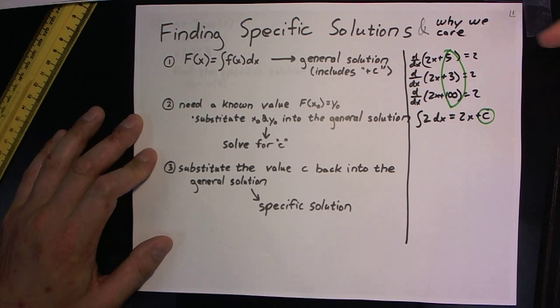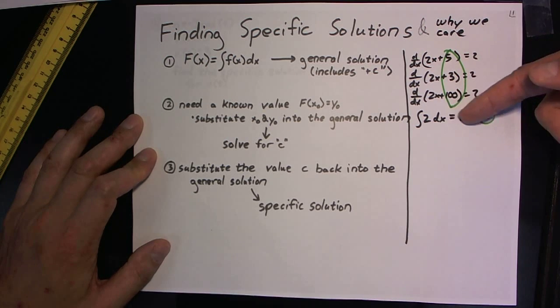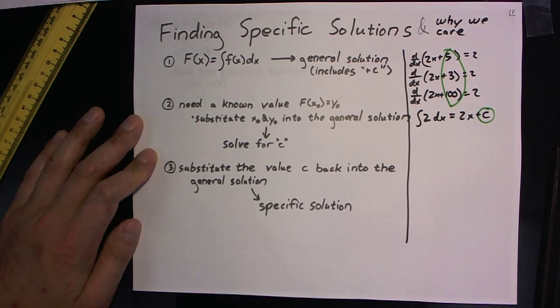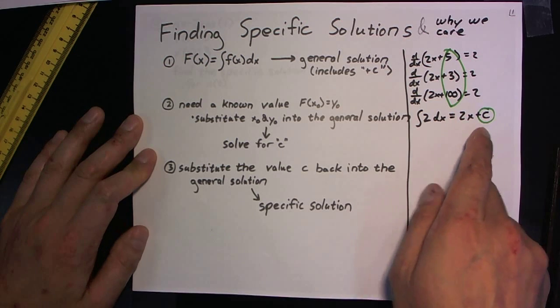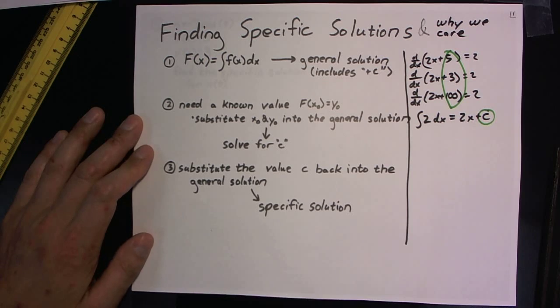So that's one way to look at this. If you take derivatives, you lose constants, and therefore when you take integrals, you have to put the constant back. And if you want to know exactly which constant, that's where your second known quantity comes in.